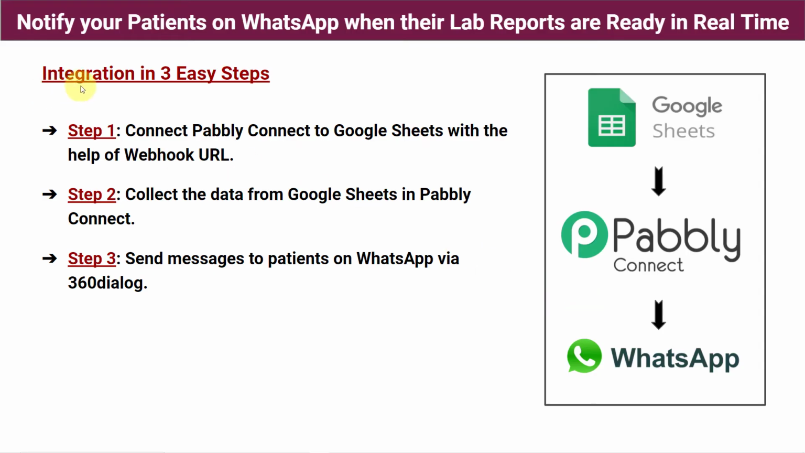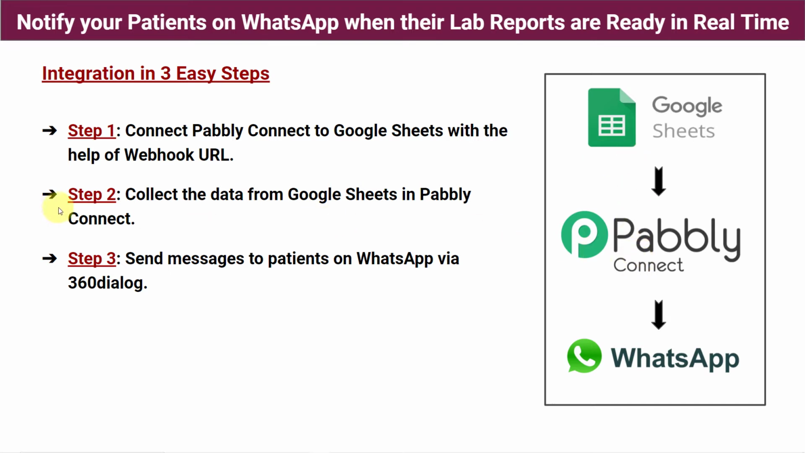So guys, these are the 3 easy steps by which you can also make this integration and notify your patients on WhatsApp about their lab reports. Okay. So step 1 is to connect Pabbly Connect to Google Sheets with the help of a webhook URL. First of all, we are going to open Pabbly Connect and generate a webhook URL by which we are going to connect the Google Sheet in which we have filled the details of the patients with Pabbly Connect.